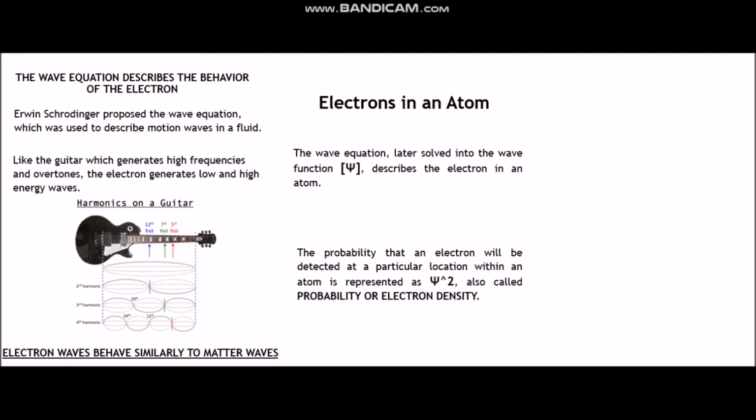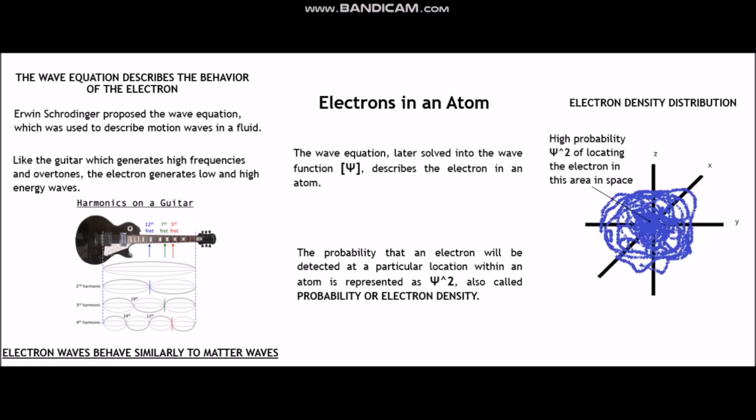So how do we represent the probability of this electron? It is represented in the form of an electron density distribution. So here in space, we have the z, y, and x axes. Think of the origin as the nucleus of the atom. The probability of finding an electron will be higher if closer to the nucleus of an atom compared to farther away from the nucleus of the atom.